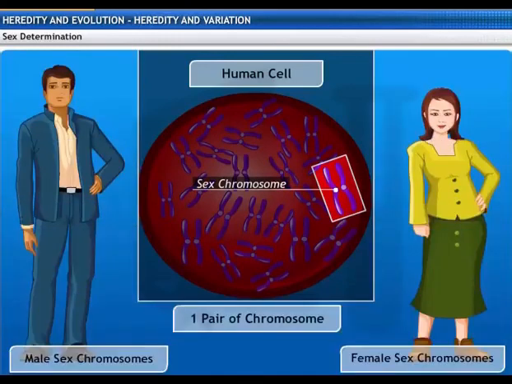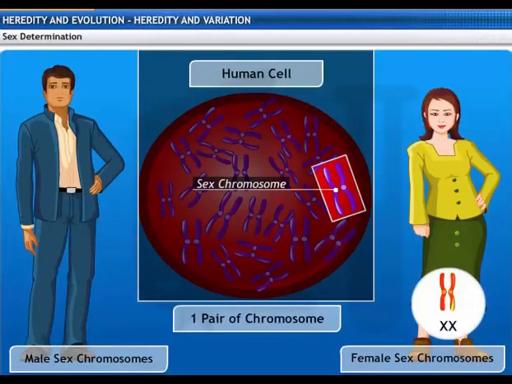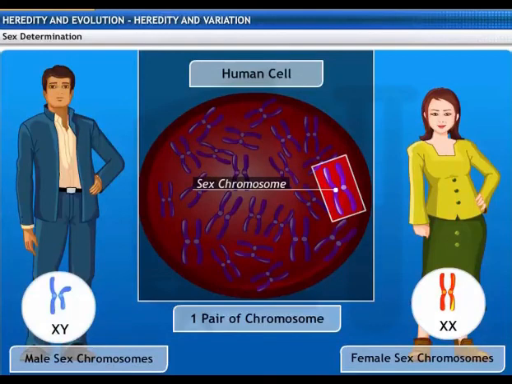Women have a perfect pair of sex chromosomes called XX. But men have a mismatched pair in which one is a normal-sized X, while the other is a short one called Y. So, women have XX, while men have XY chromosomes.